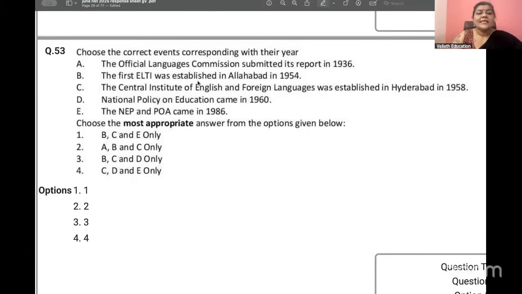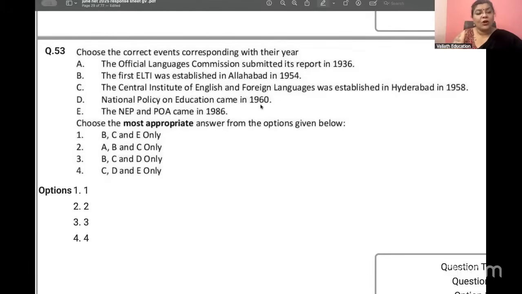Doesn't matter. CIEFL was established in Hyderabad in 1958. Maybe you don't know that also. Unless you are a student from CIEFL, you wouldn't know. Doesn't matter. You don't have to know. National Policy on Education. That is very famous. It came in 1968, not 1960. I have taught this. I'm sure all teachers teach this.